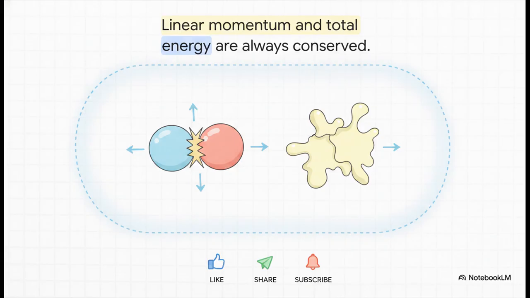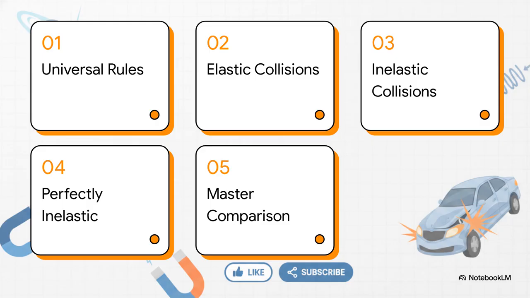Okay, let's dive into this. Before we start splitting collisions into different types, we have to establish the absolute ground rules. These are the laws that survive every single collision in the universe. Provided no external forces are messing with our system, linear momentum and total energy are always conserved. No matter if it's a perfect bounce or totally messy splat, the total momentum and the total energy before the impact will exactly equal the total momentum and total energy after the impact. No exceptions.